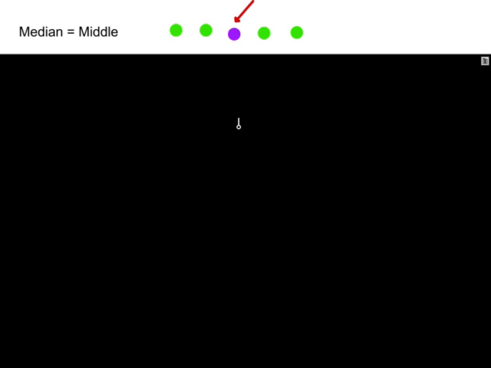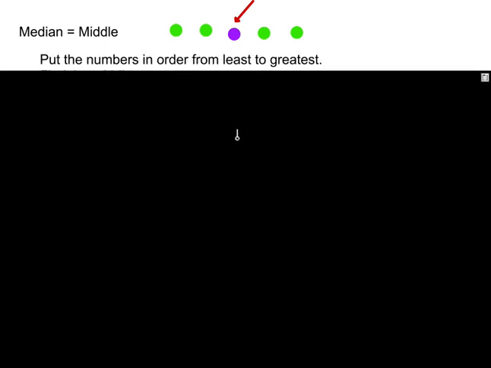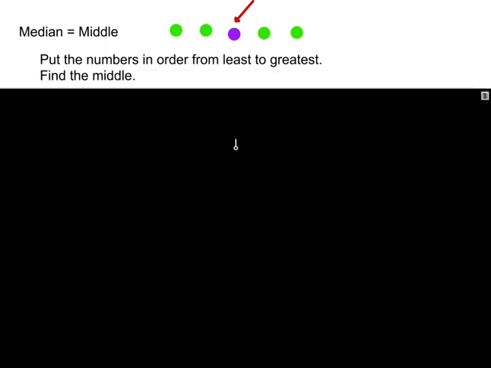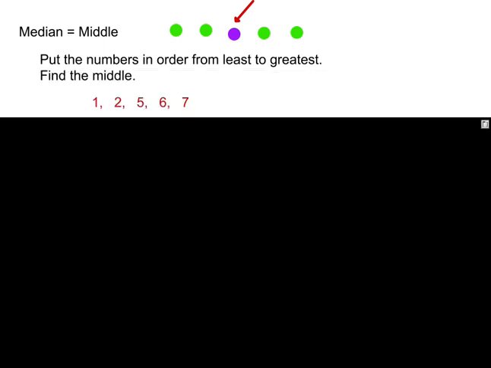Now let's look at median. Median is the middle number. First, you need to put the numbers in order from least to greatest, and then find the middle. Here's an example. If we have 1, 2, 5, 6, 7, we can see they're already in order from least to greatest. And it's easy to find the middle here because there's an odd number of numbers, so it's easy to see that the median is 5.